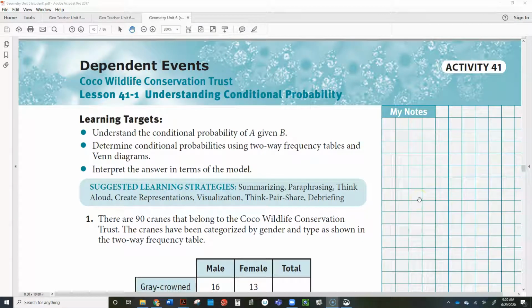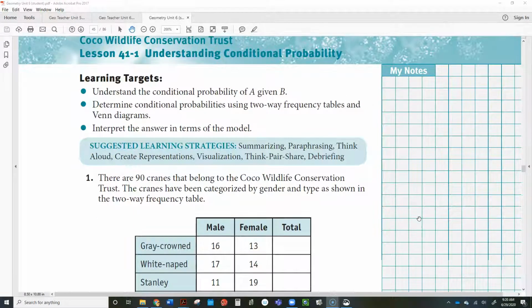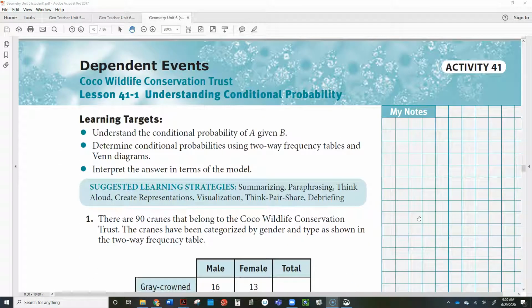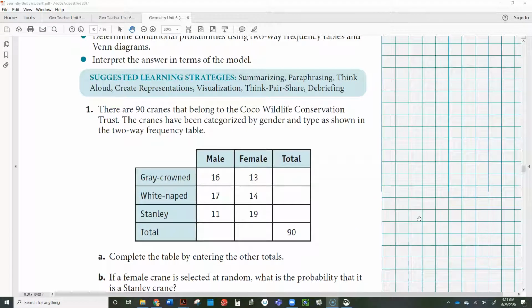This is a recording of lesson 41-1. We are going to be looking at conditional probability. So we're starting on page 595. And the first thing that we have to do is fill out this chart.